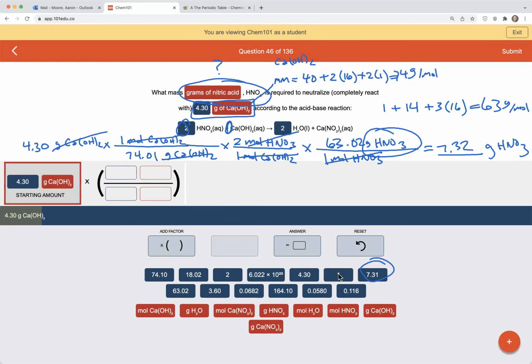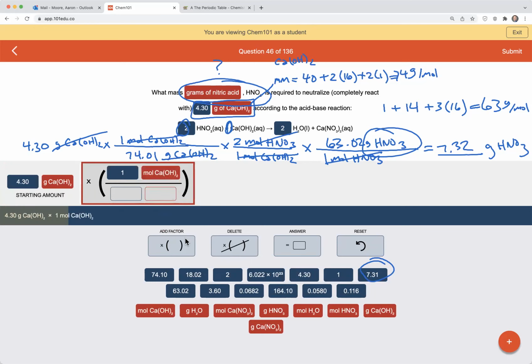And by definition, 1 mole of calcium hydroxide is the 74 point. Oh, you know what? I did the math wrong. I noticed that I substituted in the wrong number. I just didn't read it correctly. 74.1 instead of 74.01. But the method is the same, and it's a trivial difference. But 74 grams of calcium hydroxide. So that will make those units cancel.